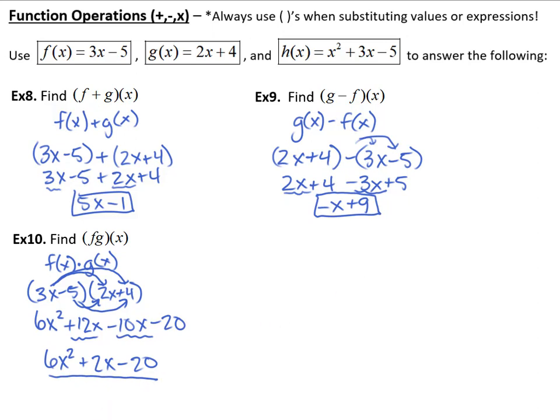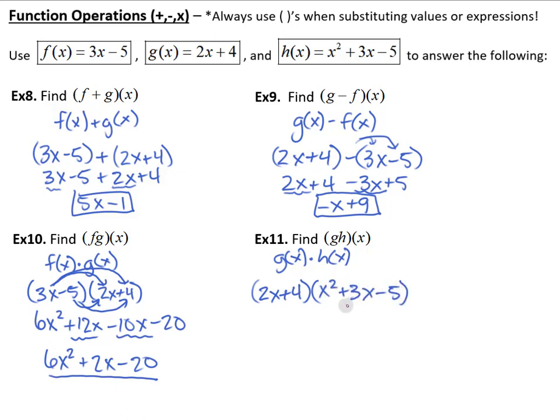Okay, last example. I know this is very long. Thank you for hanging in there. Last one again, we're going to multiply, but they're making it a little more complicated for us. It wants us to do g of x times h of x, where g of x is the 2x plus 4. Again, we're just getting this from above to substitute in. And h of x is a quadratic. So this has more than two terms. And notice this won't spell FOIL. If you're used to FOIL, first, outer, inner, last, this is not going to work.